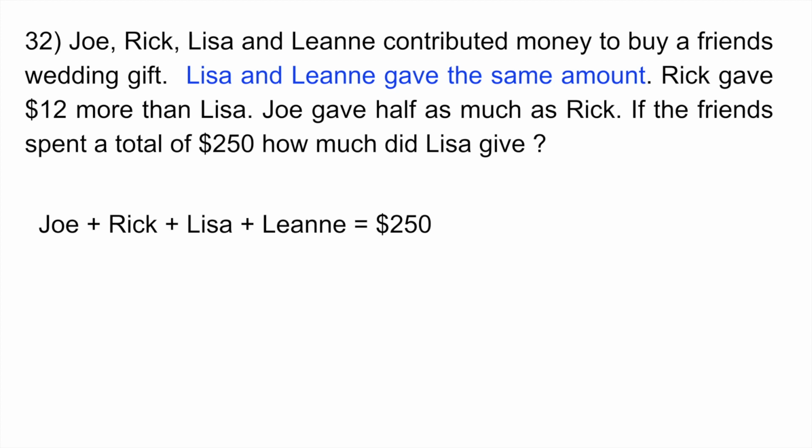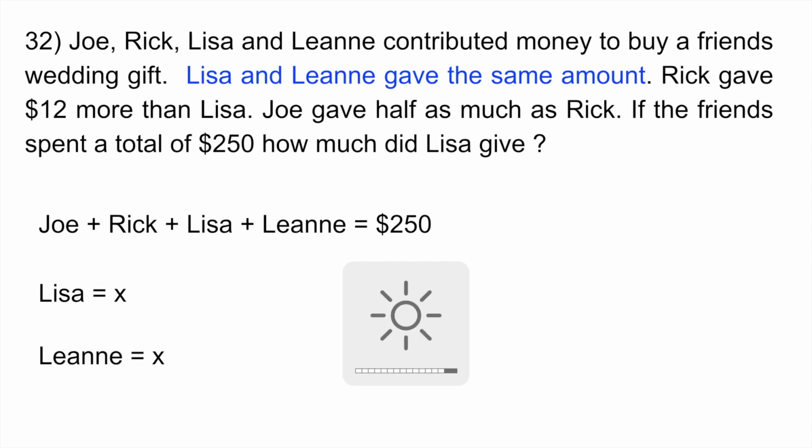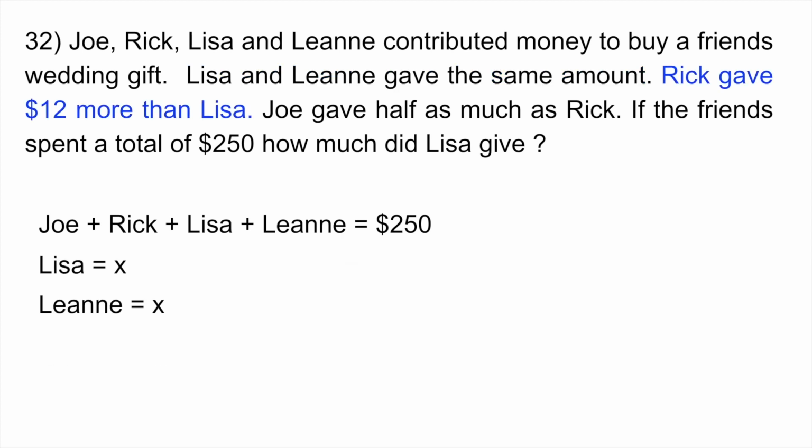And they're telling us in the problem that Lisa and Leanne gave the same amount. So we don't know what that is, so we're going to say that Lisa gave X and Leanne gave X. Then it tells us that Rick gave $12 more than Lisa. So we said that Lisa gave X, which means that Rick gave X plus 12.